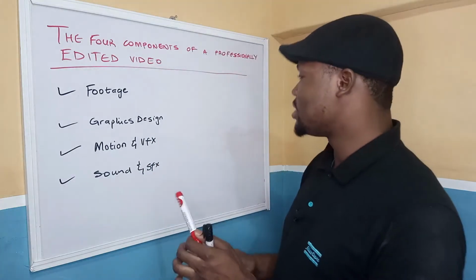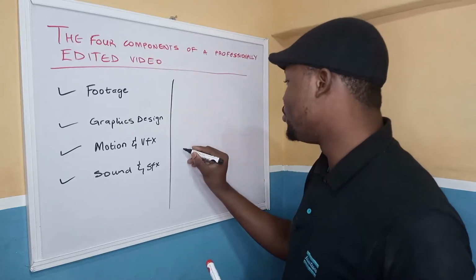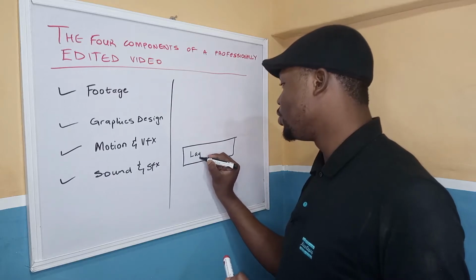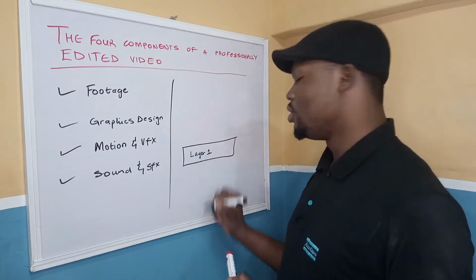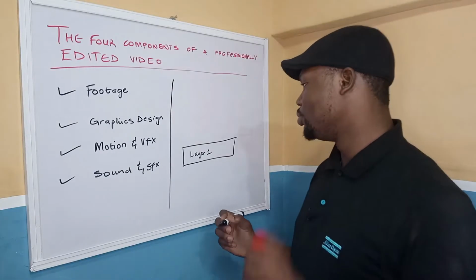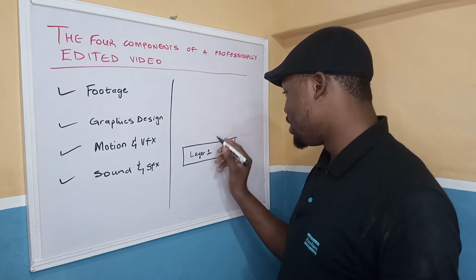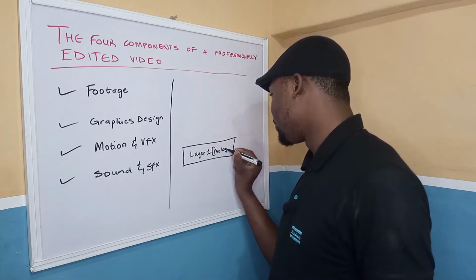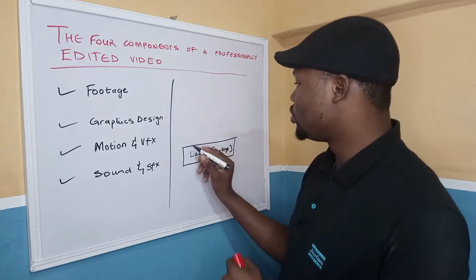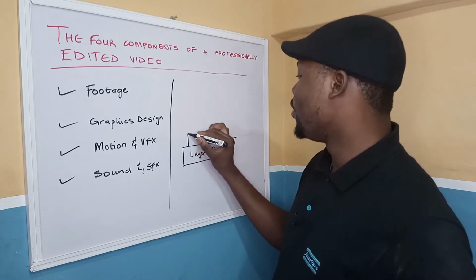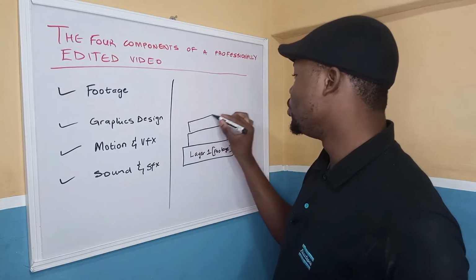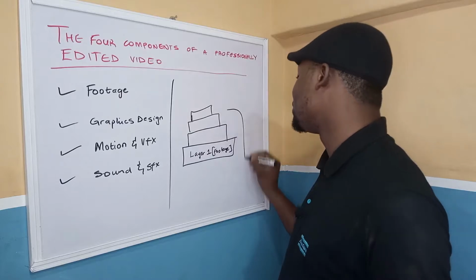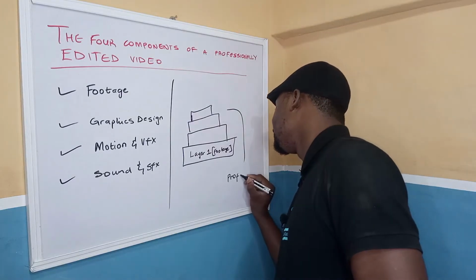Okay, so I want you to see this as layer number 1, right? Layer number 1. Now, of course, in video editing, we work with layers. Okay, and I will get to explain more of that to you in subsequent videos. All right, so layer number 1 is what we call your footage. And it is upon this footage that we are going to have every other thing. It's like a building block. Every other thing that now eventually makes up what we have as your professional video.